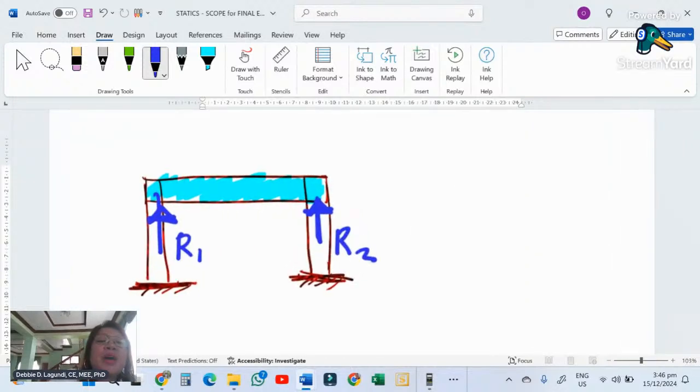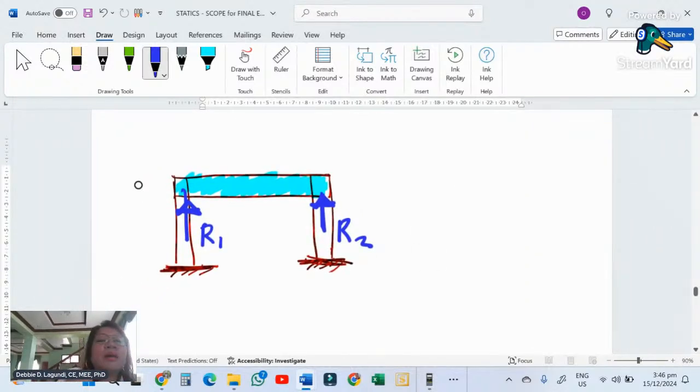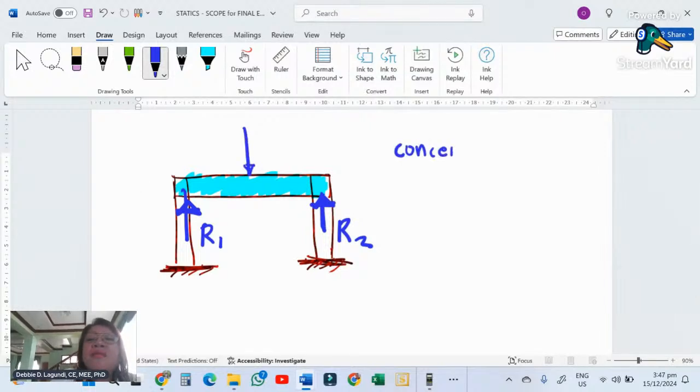Loadings on beam would vary. There could be a concentrated load. You have examples in that PDF file that I sent you. A concentrated load is the one that is loaded on a beam, pointing on the beam at just one point. There's only one force pointing on the beam. Say this is 5 newtons.